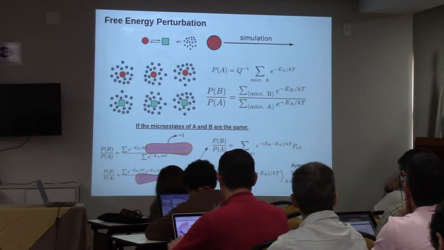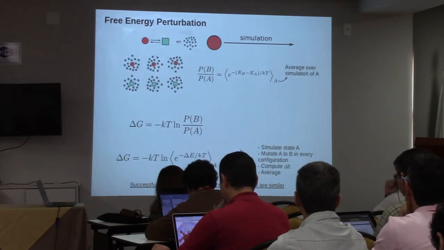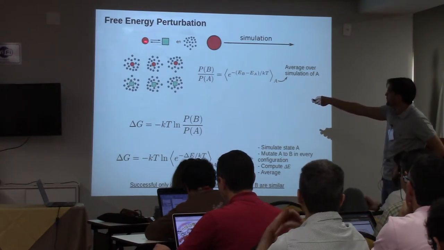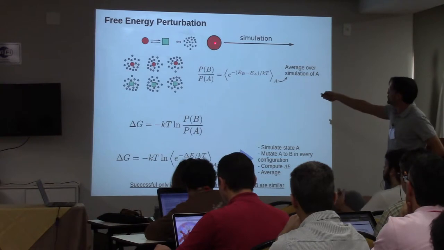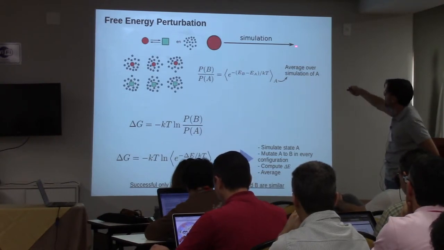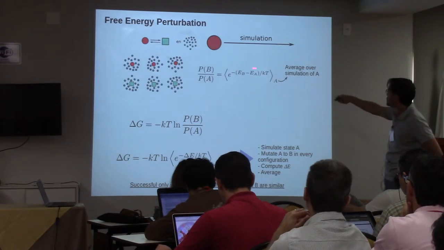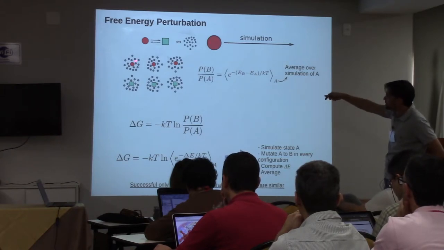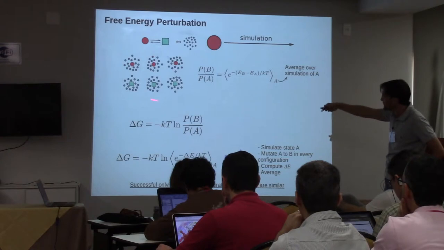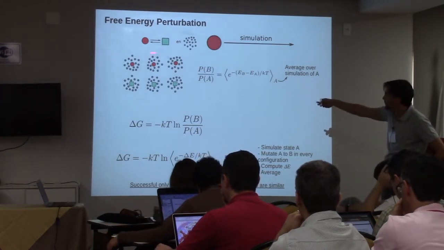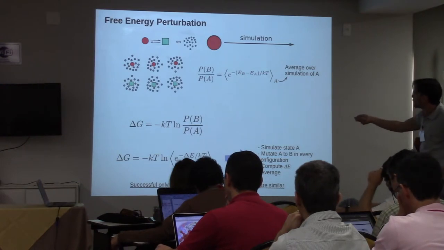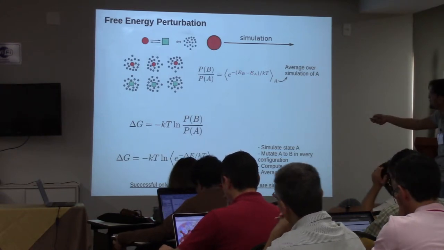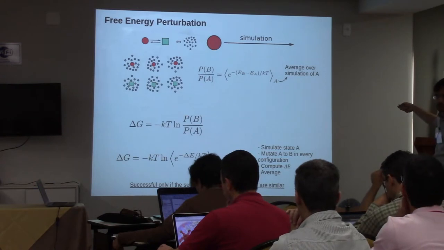I think with examples this becomes even clearer. So what have we done? We are thinking about studying this transformation. This transformation occurs in a particular environment. We do a simulation of the initial state in this particular environment. Then we have a set of configurations of the initial state in this environment. We perform this transformation in the same set of configurations, and we compute the average of the exponential difference of the energies in the set of configurations.